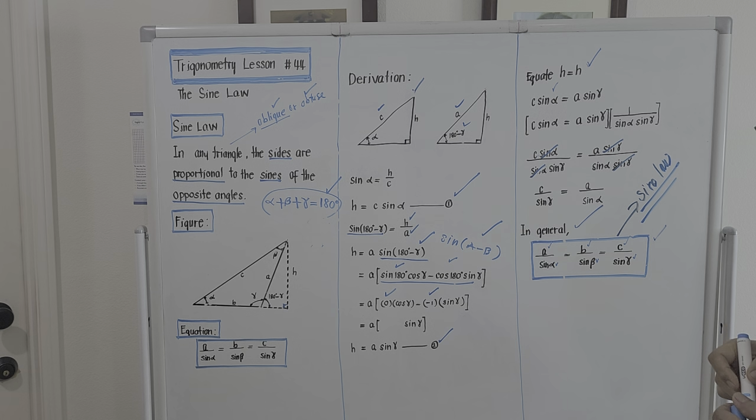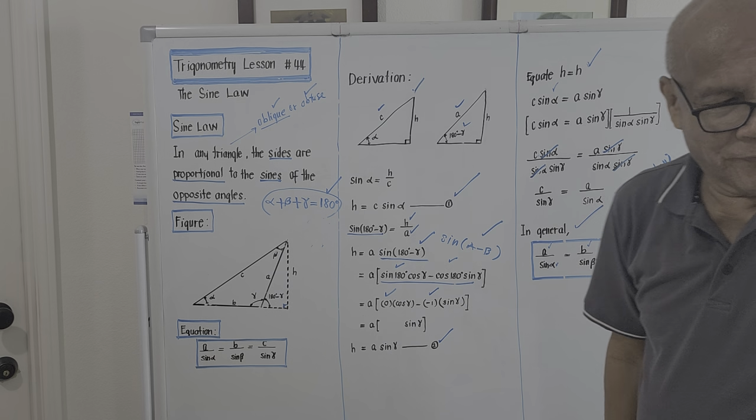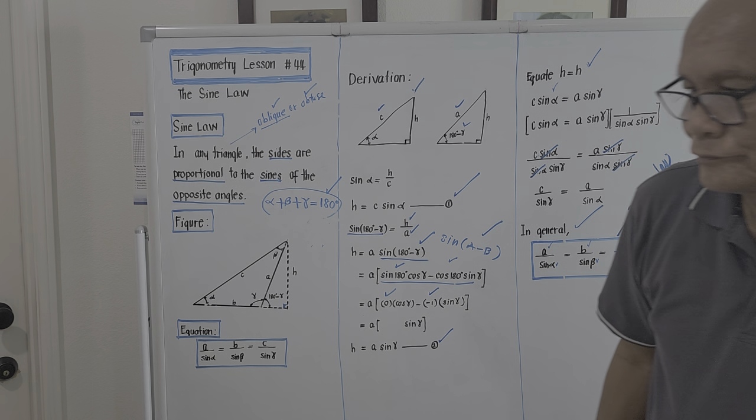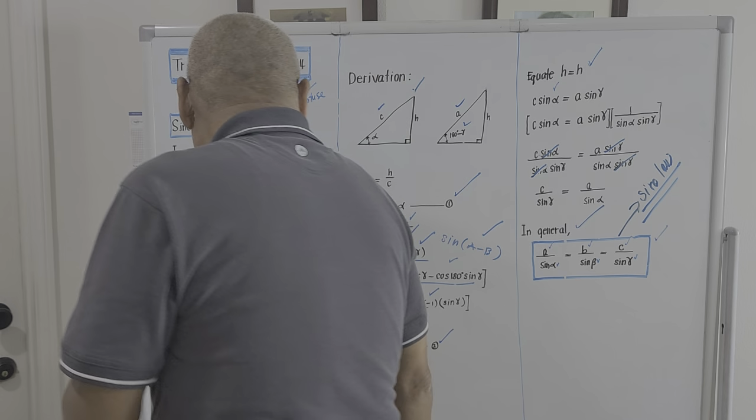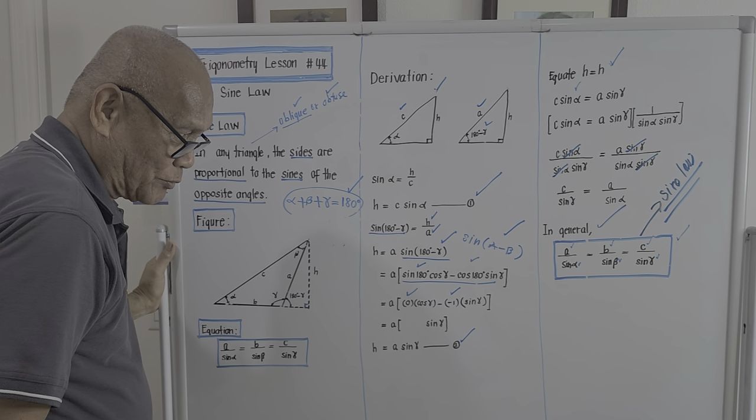So there could be a time that we will be solving an oblique or obtuse triangle, and the solution that will be used will be the so-called sine law. Okay, that's it, guys. That is sine law. Okay, I will repeat it before we go on this morning.